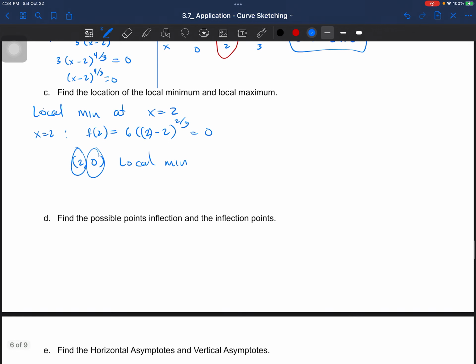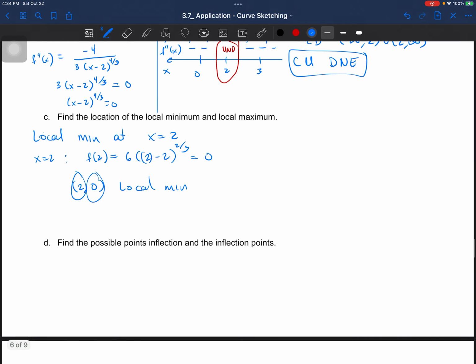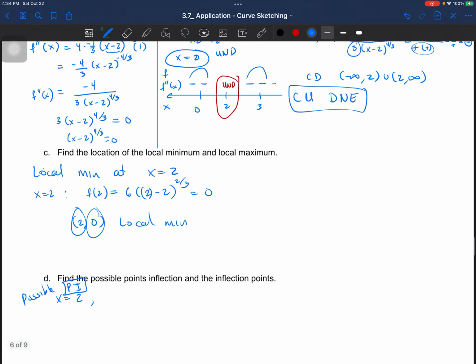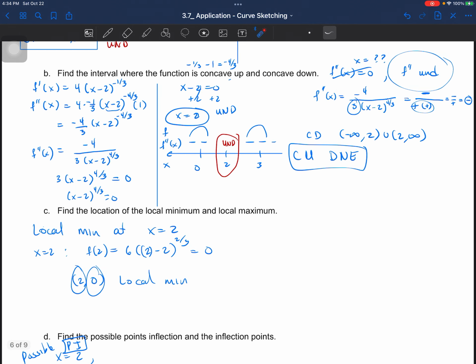All right. So that's that for that part, and then the next part is to find points of inflection, possible points of inflection, and any inflection points. Well, we already found the possible points of inflection. That was only x equals 2.